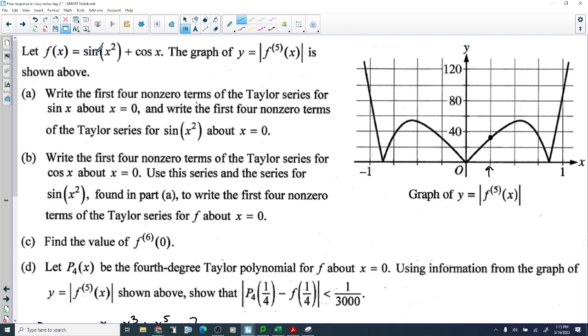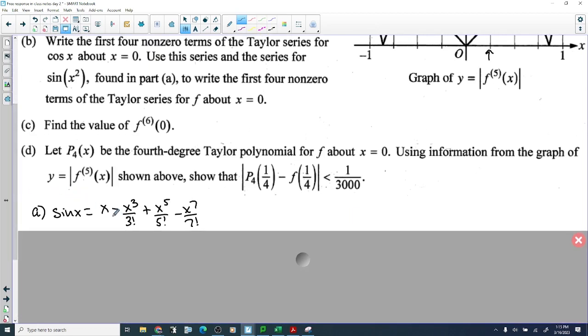Let f of x equal sine of x squared plus cosine of x. The graph of y equals the fifth derivative is shown above. So this is the absolute value of the fifth derivative. Write the first four non-zero terms of the Taylor series for sine of x about x equals 0, and write the first four non-zero terms of the Taylor series for sine of x squared about x equals 0.